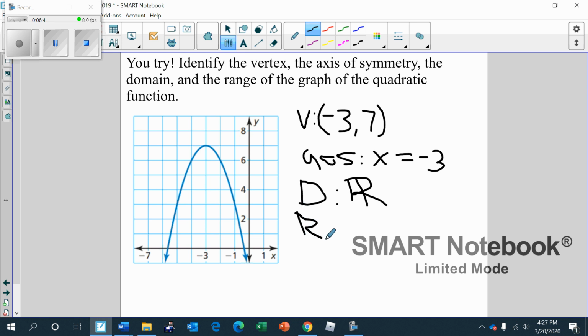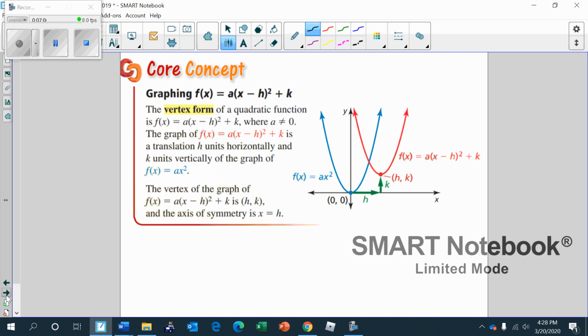And the range. Now we got to be careful with this one. We tried to trick you here. Y is what in comparison to our y value of the vertex? Because it opens down, it's going to be less than or equal to. How'd you do? I hope good.